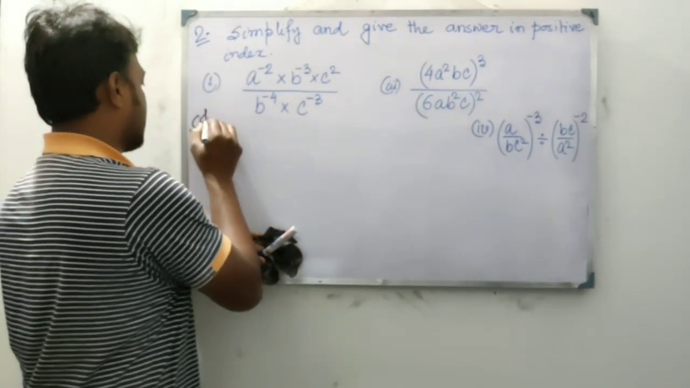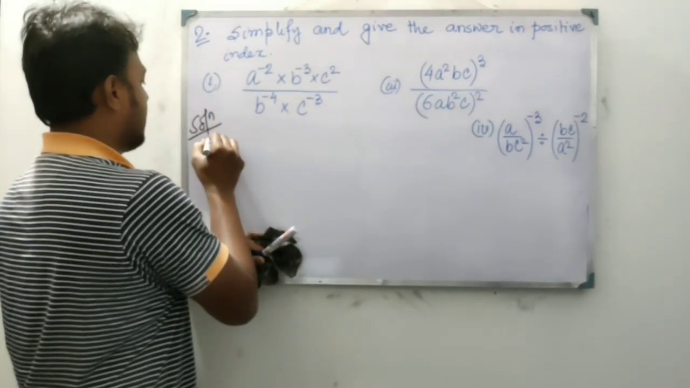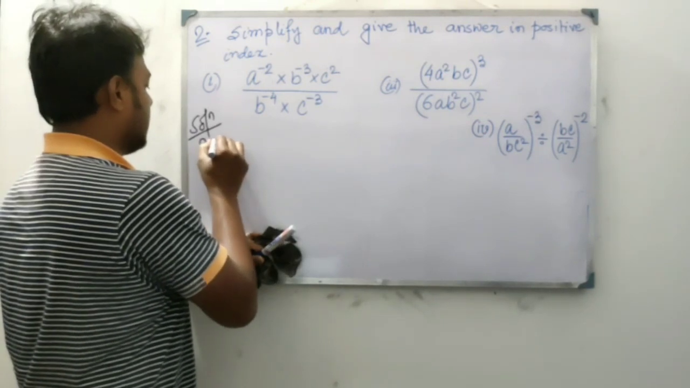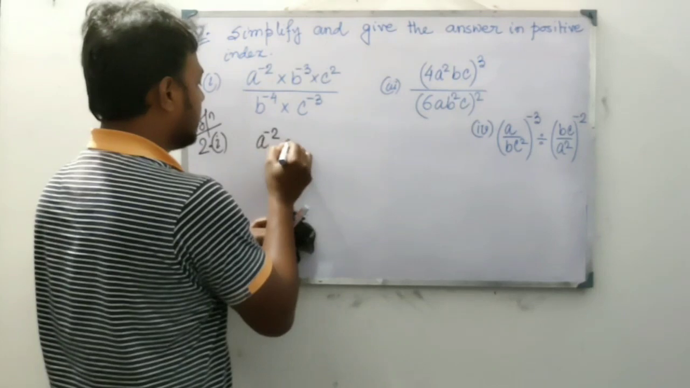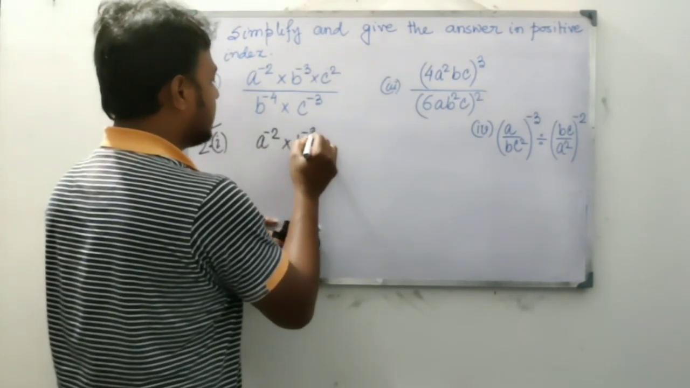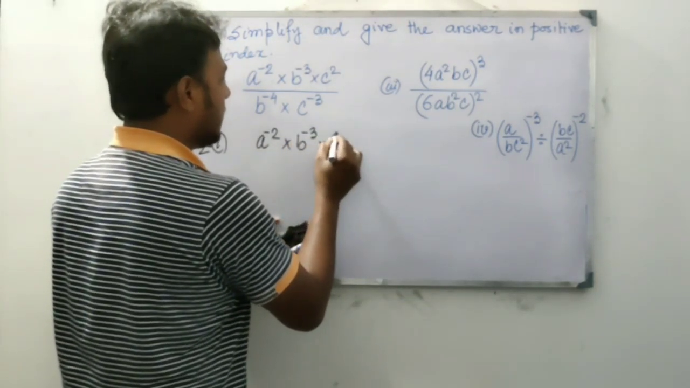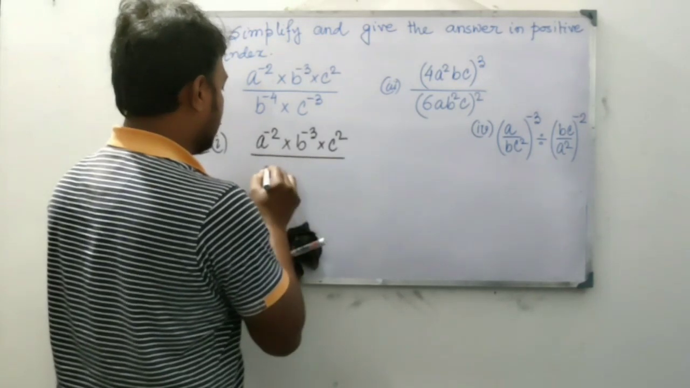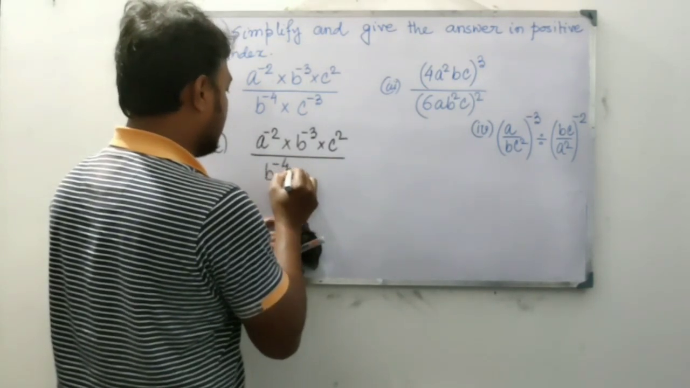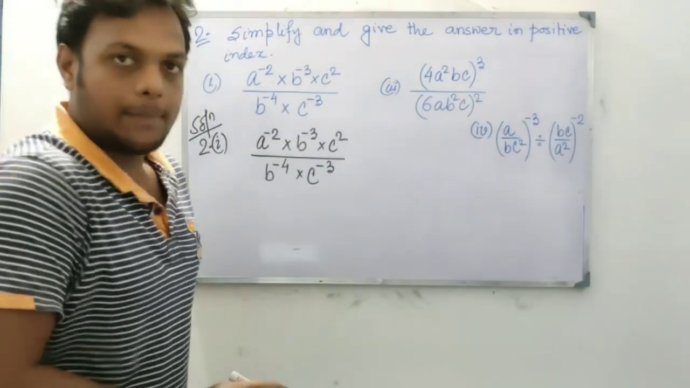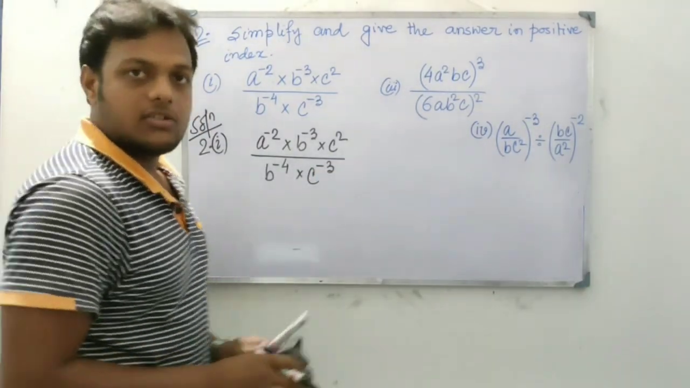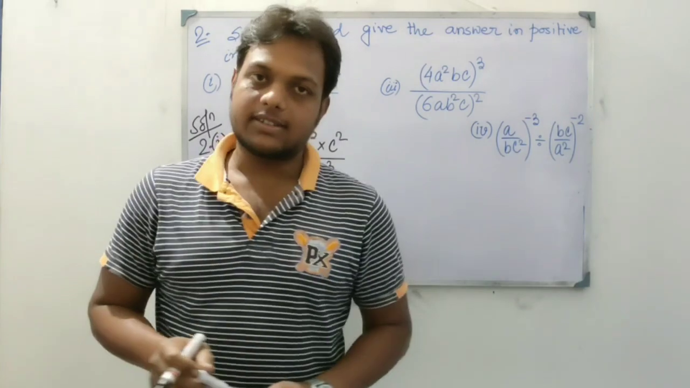Solution. Choose one. It is given that a to the power minus 2 into b to the power minus 3 into c square, by b to the power minus 4 into c to the power minus 3. First we will try to apply the law of indices.